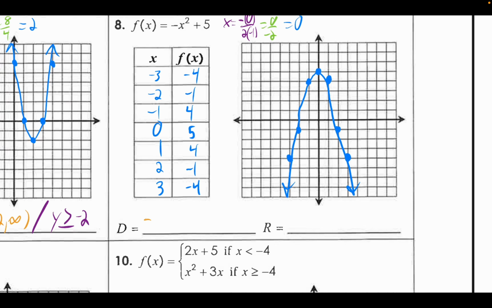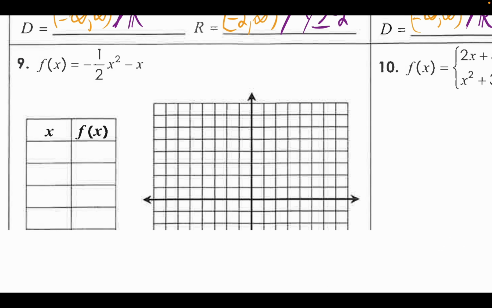So the domain, -infinity to positive infinity as always, or all real numbers. The range, the highest is 5, but the lowest is -infinity. So from low to high, it goes (-infinity, 5], with 5 being a bracket. Or you could write it as y is less than or equal to 5.